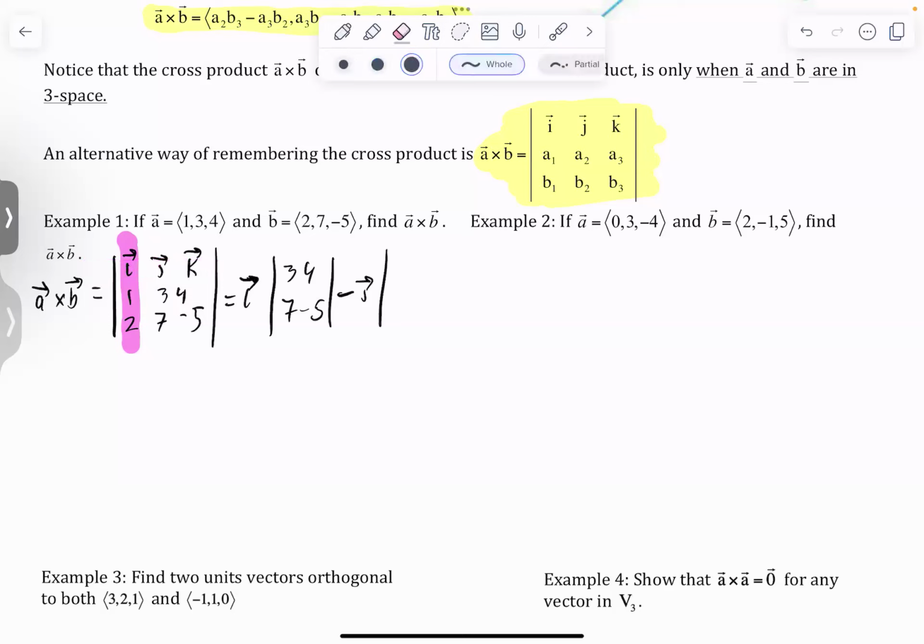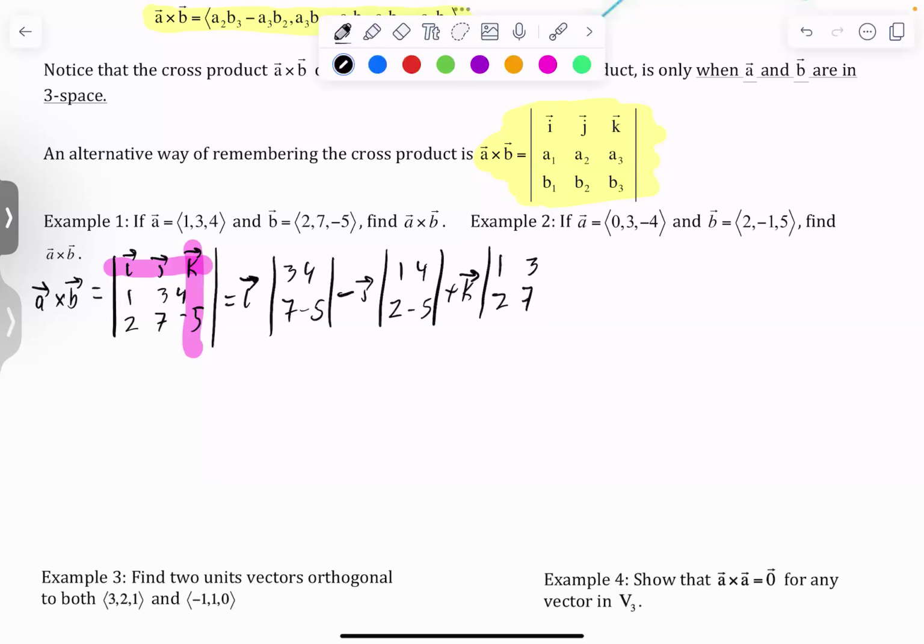And now I'm going to plot out the row and column of vector j. And that leaves me with 1, 4, 2, -5, plus vector k, times, and now I'm going to plot out here and here. And what's left is 1, 3, 2, and 7.